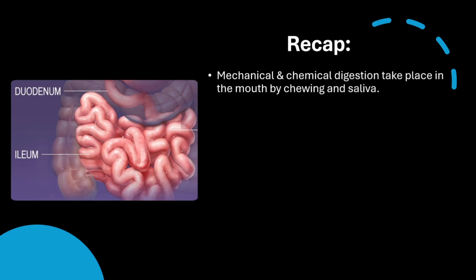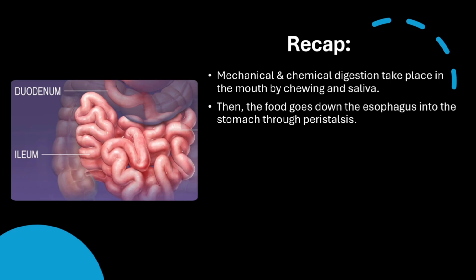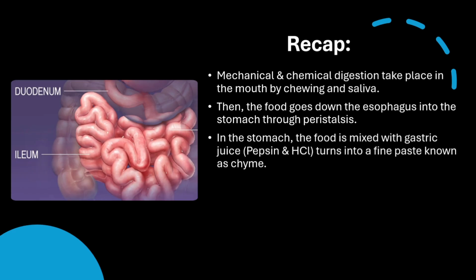As we know, mechanical and chemical digestion takes place in the mouth. It starts by chewing and saliva, which is chemical digestion. Then the food goes down the esophagus into our stomach through peristalsis. Peristalsis is the wave-like movement in the esophagus which pushes the food down into our stomach. In the stomach, the food is mixed with gastric juice. This juice contains the enzyme pepsin and hydrochloric acid. This turns it into a fine paste which is known as chyme. The walls of the stomach compress the food, turning it into chyme, which is mechanical digestion.